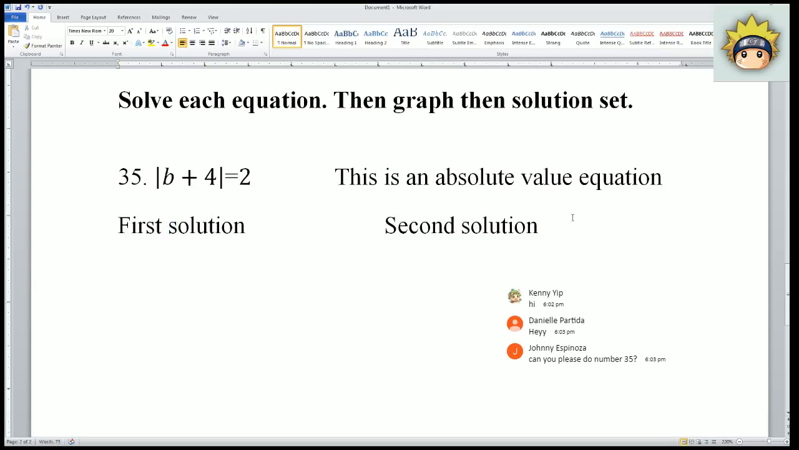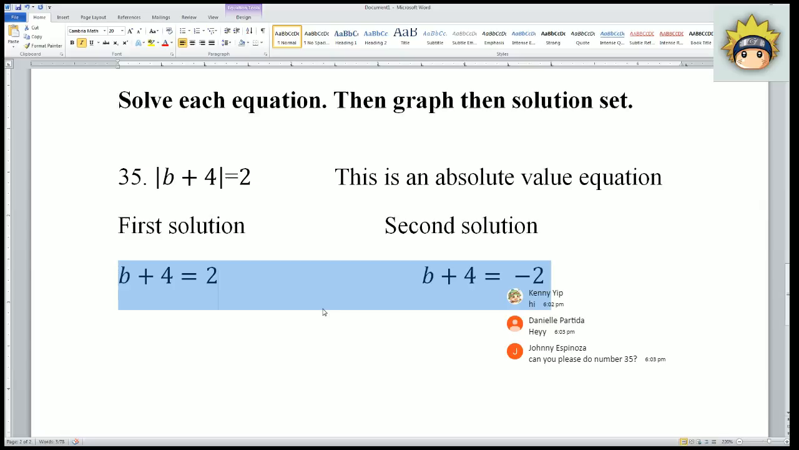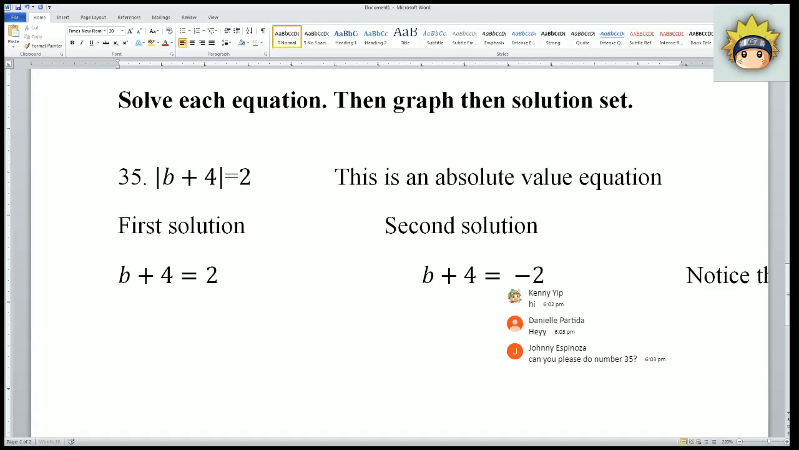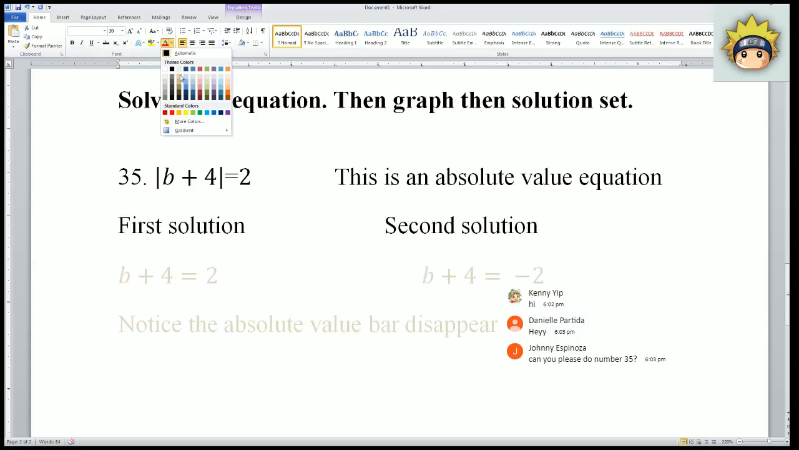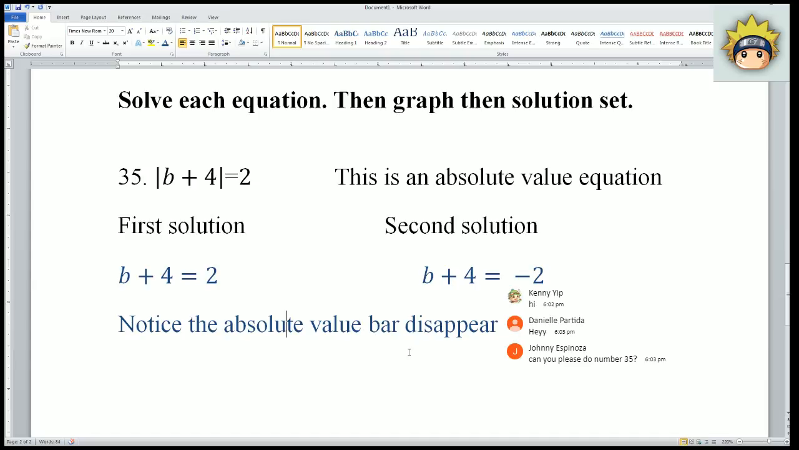The first solution is when the expression is equal to 2, and the second solution is when it's equal to -2. Notice that when I put it into the solution format, the first solution and the second solution, the absolute value bars disappear. That's very important. Notice the absolute value bars disappear.